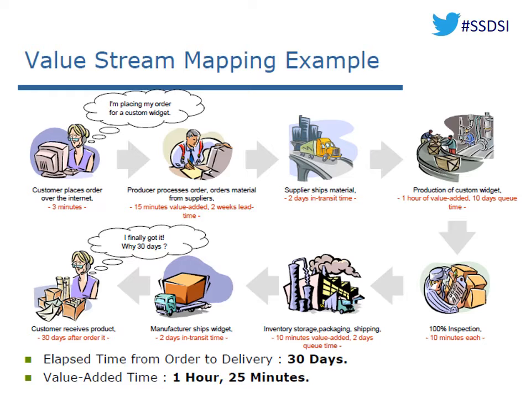It takes only 1 hour and 25 minutes to make the part, and it takes 30 days in the whole process cycle time, from order until the customer receives it. So to me, to a practitioner, that 30 days, that's gold. That's gold lying there. That's capacity that's just waiting to get released.